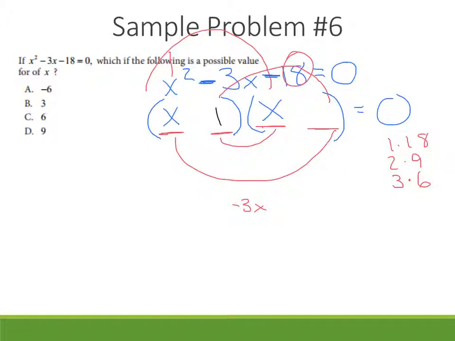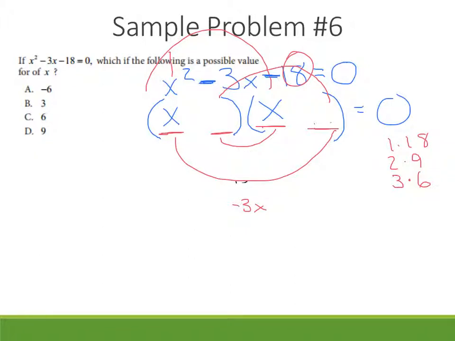If I put 1 and 18 in there, this is going to give me 1x, and this is going to give me 18x. No matter which way you shake it, that's never going to add or subtract to negative 3. They're just too far apart. So we know that that's going to be incorrect. So let's try something else instead.